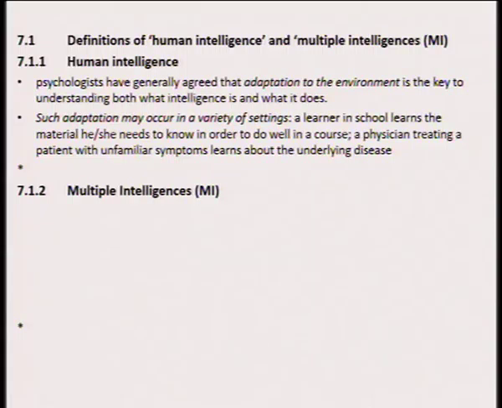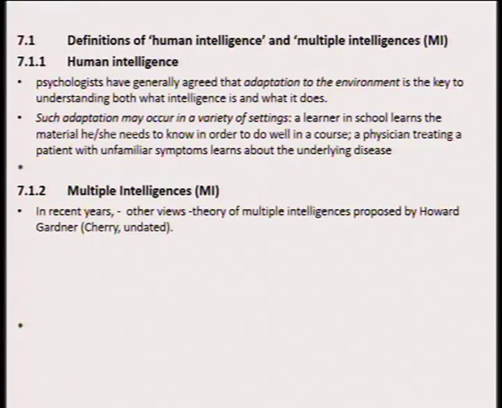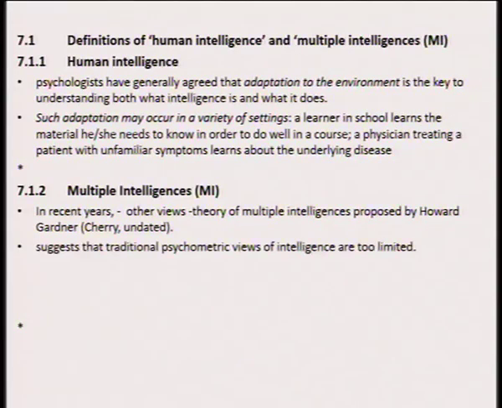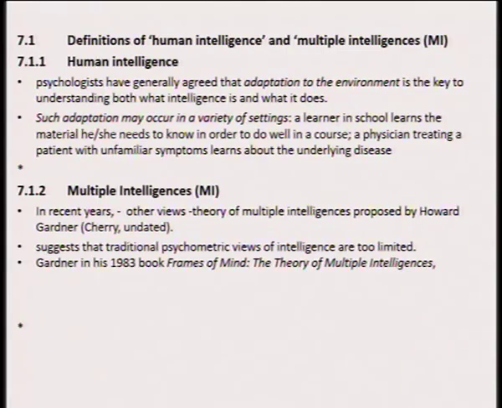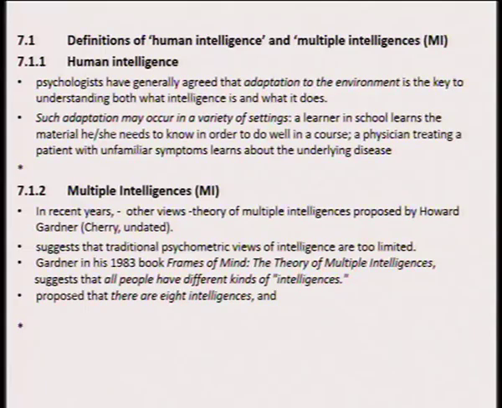Multiple intelligence, on the other hand, in recent years has been discussed especially by Howard Gardner, and it suggests that traditional psychometric views of intelligence are too limited. Gardner wrote in Frames of Mind, the theory of multiple intelligences, that all people have different kinds of intelligences, and he proposed that there are 8 intelligences, maybe 9, and this possible 9th is known as the existentialist intelligence.